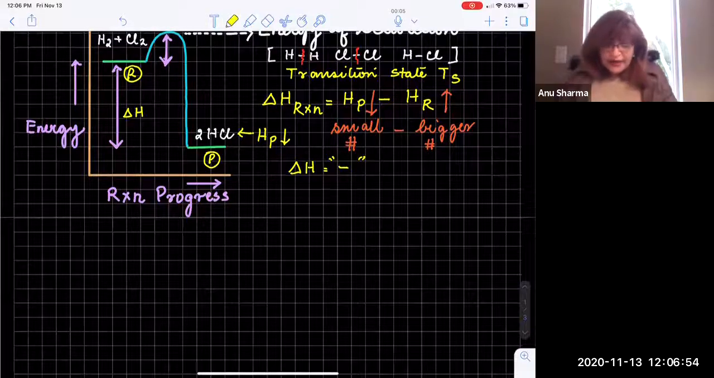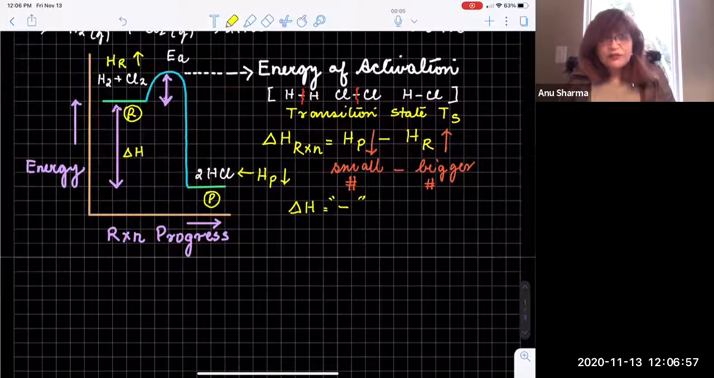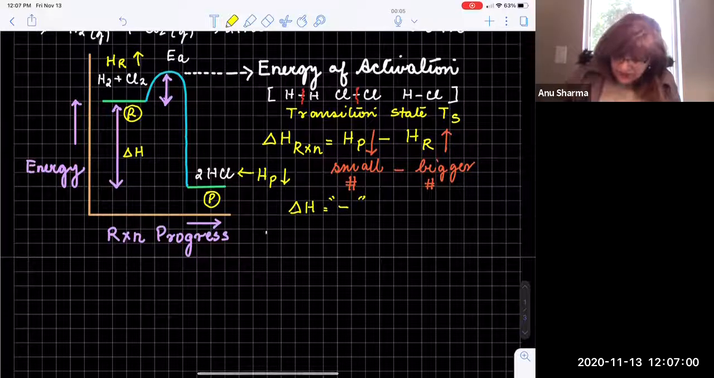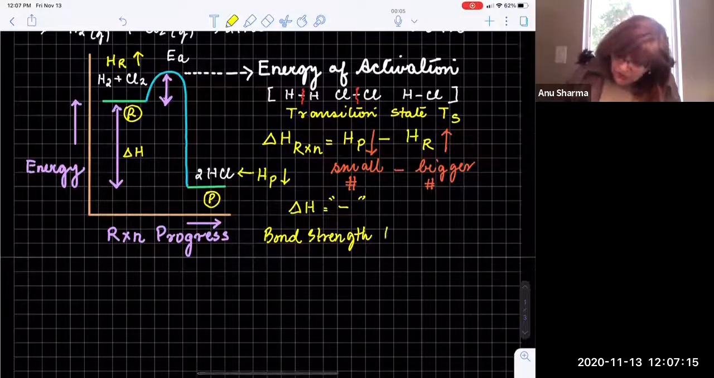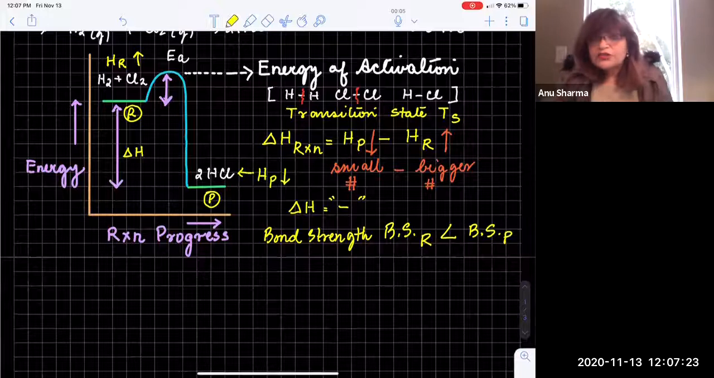Now, another thing is the bond strength, the strength of the bonds. So here we see that the reactants are in a very high energy state. So the strength of their bonds is not that strong. It's weak, okay? So the bond strength of the reactants is lower than the bond strength of the products. Sorry, I take that back. The products have a higher bond strength, but lower in energy.